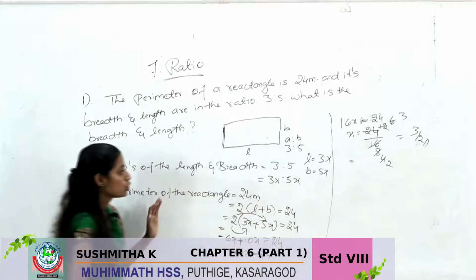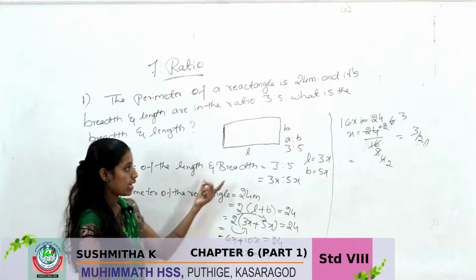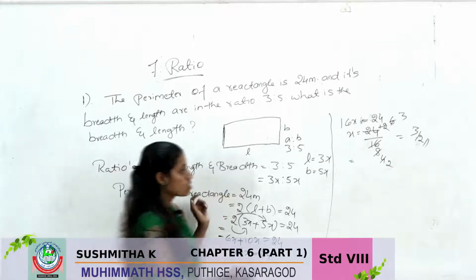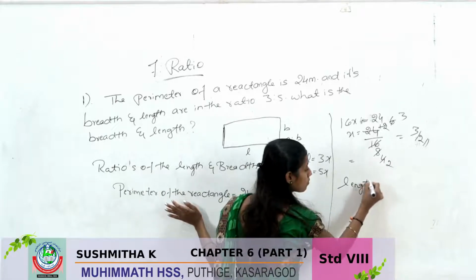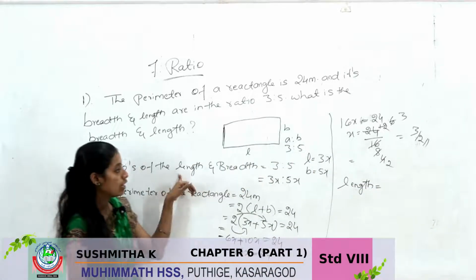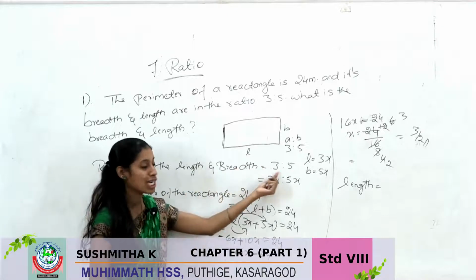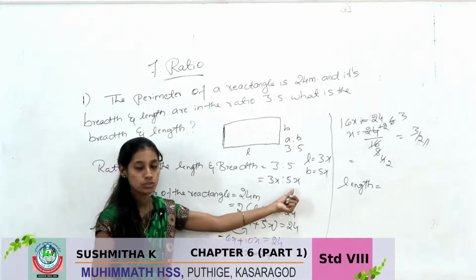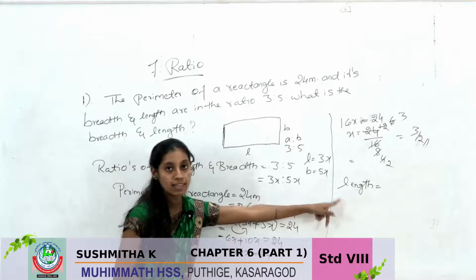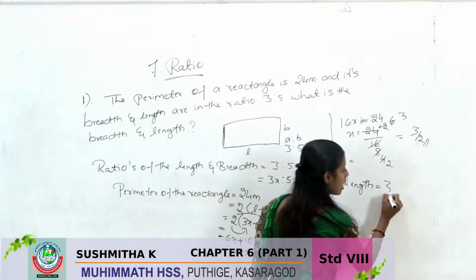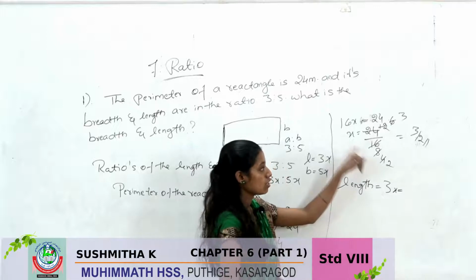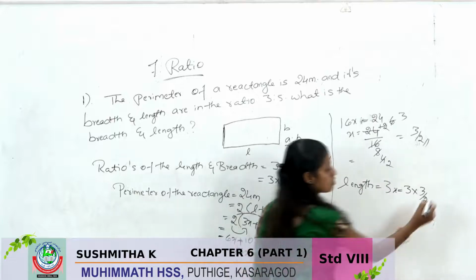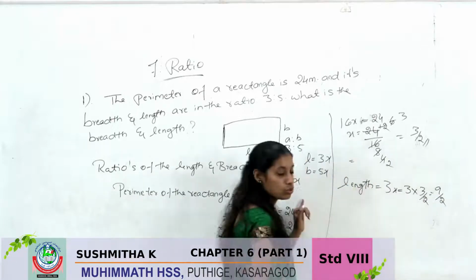Now we should take x in the length and breadth. The ratio of length and breadth is 3:5. So we take it as 3x is to 5x. So here length is equal to 3x. So 3x is equal to, the value of x is 3 by 2, so 3 into 3 by 2. So here 9 by 2.